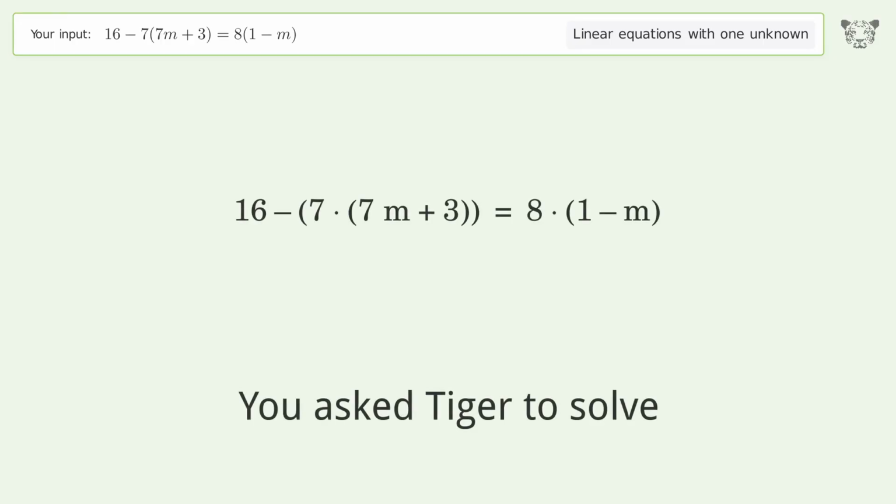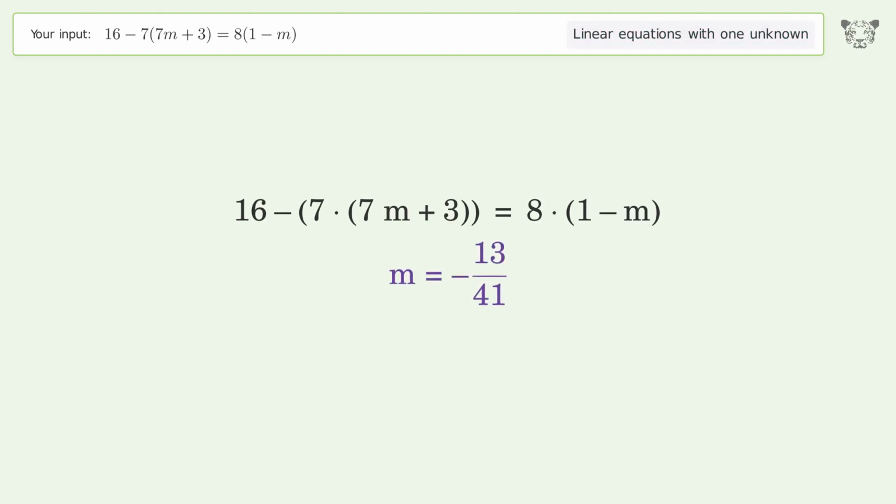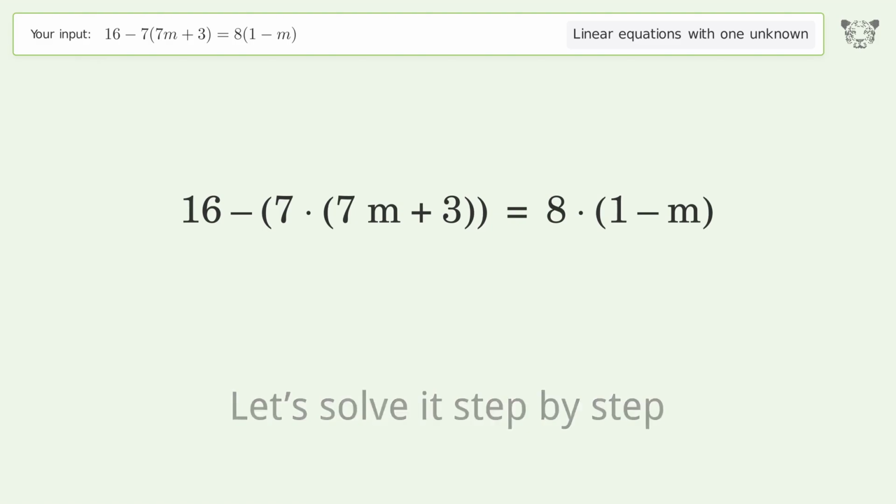You ask Tiger to solve this. This deals with linear equations with one unknown. The final result is m equals negative 13 over 41. Let's solve it step by step.